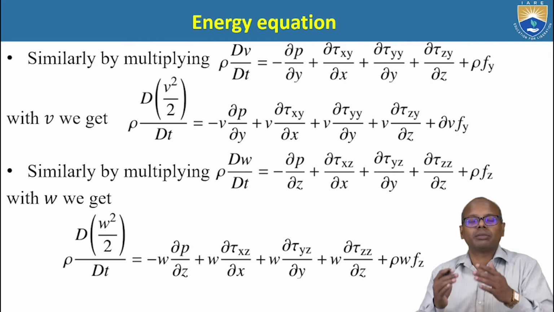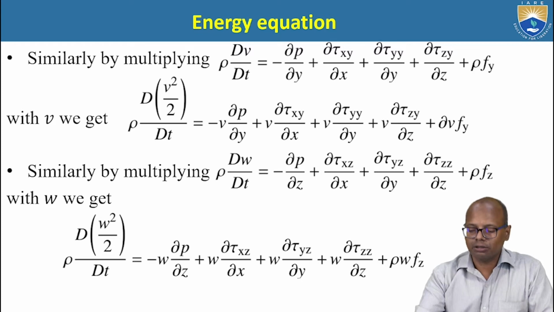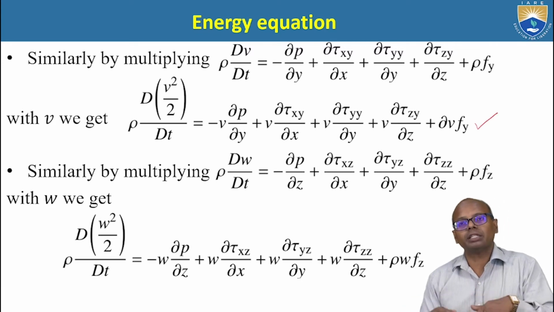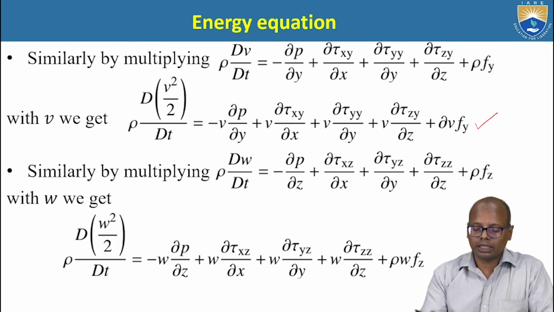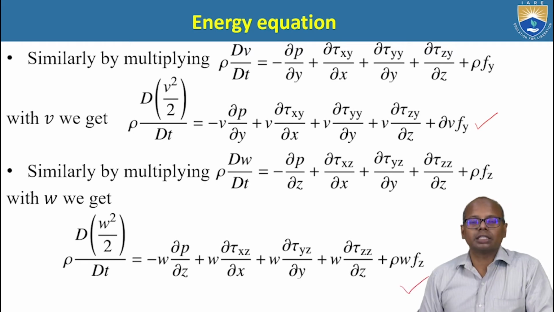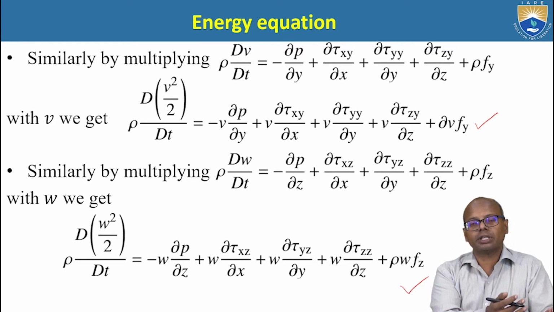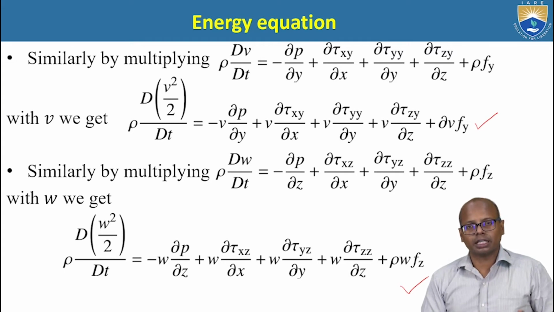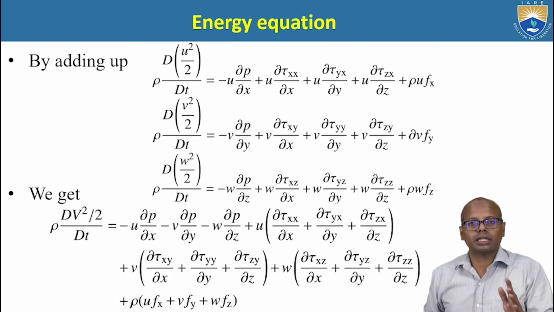Similarly, if I multiply the y momentum equation with v, I will get the kinetic energy equation in the y direction. If I multiply the z momentum equation with the z direction velocity w, I will get the kinetic energy equation in the z direction. So I have the kinetic energy equation in the x, y and z directions. If I add up these three, I will get the total kinetic energy equation.